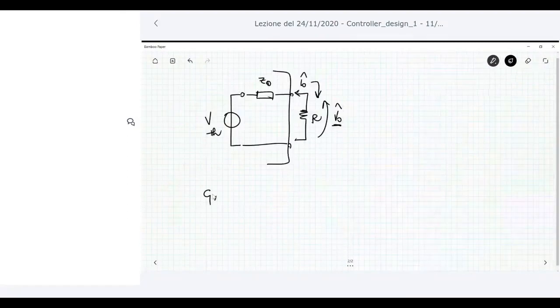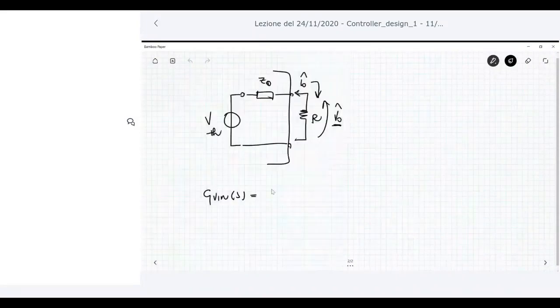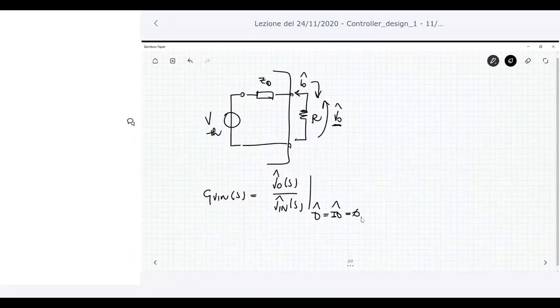We have GV-in of s, and GV-in is defined in this way. It's simply the ratio between the variation of the output voltage and the variation of the input voltage, when you set to 0 the variation of the duty cycle and the variation of the output current. So it is V0 of Laplace over Vin of Laplace when the duty cycle variation, which is the same as the output current variation, is 0. This is called the line to output transfer function.